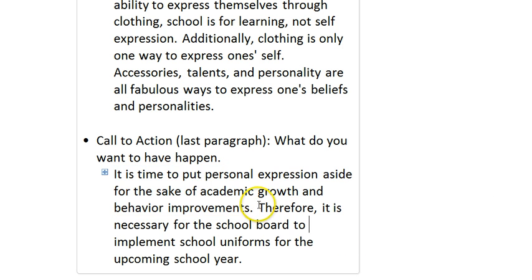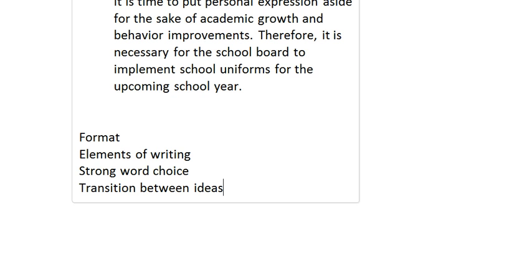Then I've got this transition word, therefore. This is my call to action. Because of this, this needs to happen. Then I explain who needs to make this change and what specifically the change needs to be and the timeline in which it needs to happen. So hopefully, with all of this information, you will make sure that you have all the elements of a persuasive paper. Just a couple more things.